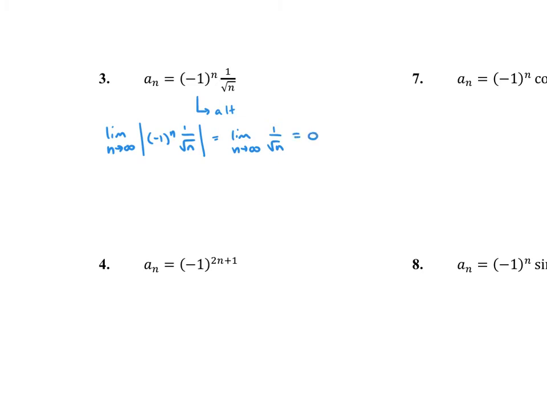And if you remember, in this section, we had that theorem number 2 that said that if the limit of the absolute value of the sequence is 0, then the original sequence a sub n is convergent to 0.